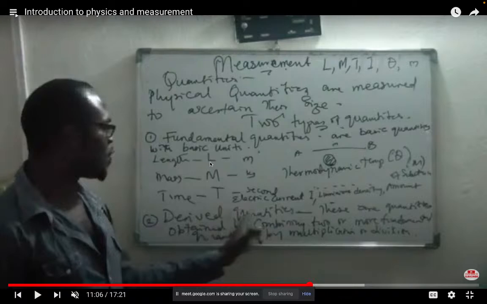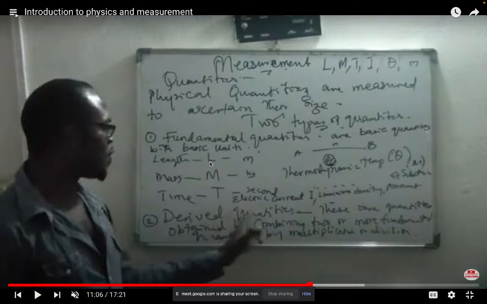So assignment number 1, define physics. So you can play this video again so that you can listen to what I defined physics as, and also every other question that I'm going to be asking now. So number 1, define physics. Number 2, give 4 examples of physics in our everyday life.